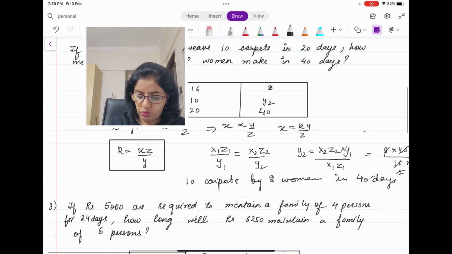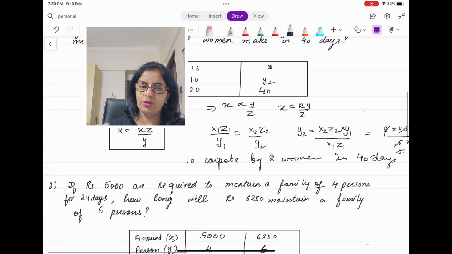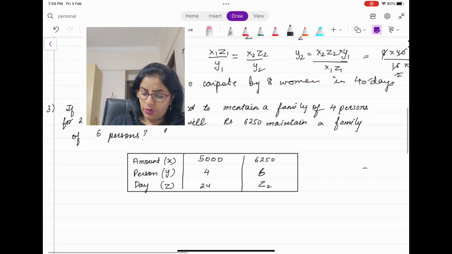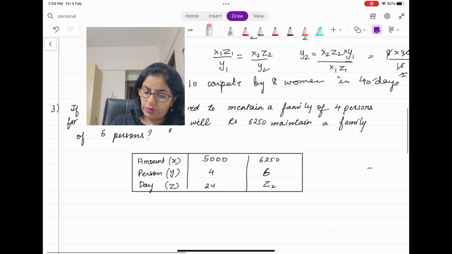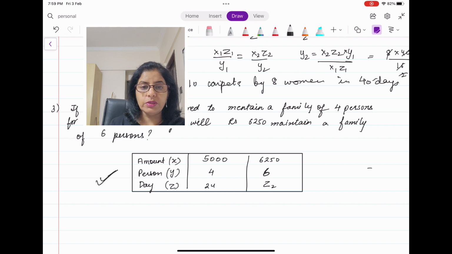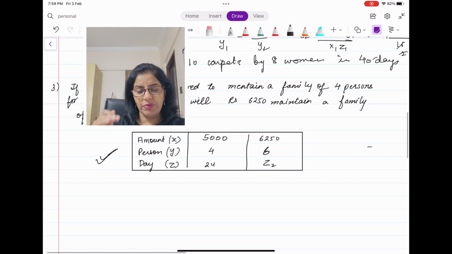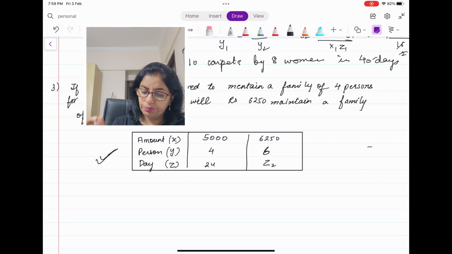Let's do one more question. I would suggest you pause the video and do this question yourself. If you don't get the relationship, then watch the video again and redo the questions. Okay. So now here the values are given. The chart that I have made in each question is the most important part. First you make the chart, then you develop the relationship, and then you solve it. So stay calm while you are solving the question and go ahead step by step.